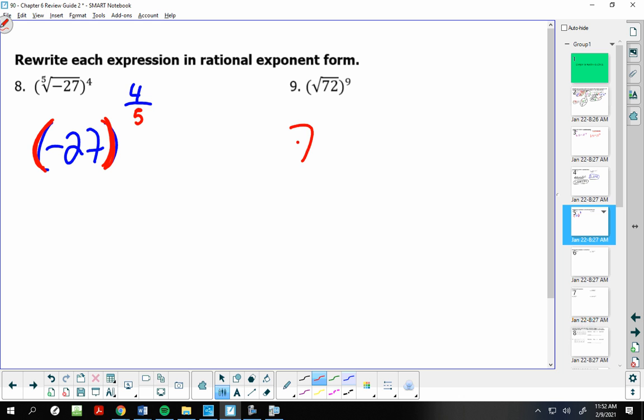This is a positive base of 72. The power is 9. What's the root here, since there's no number? 2. It's a square root. Yep, so there's a 2. So yeah, 9 over 2. So if there's no number, there's an invisible 2 there.